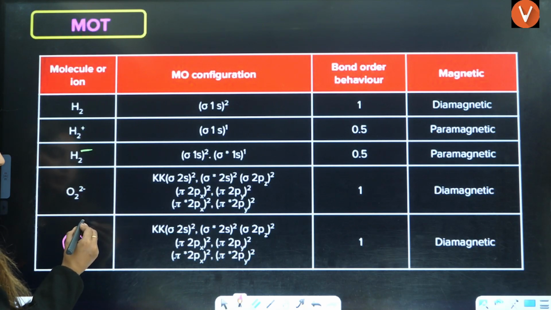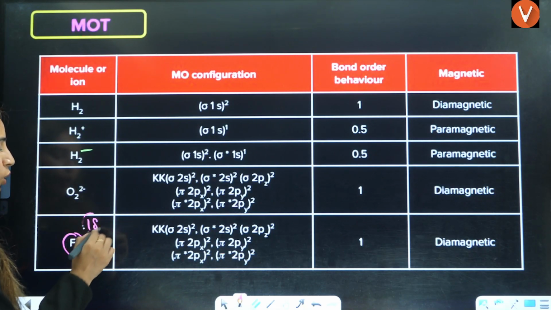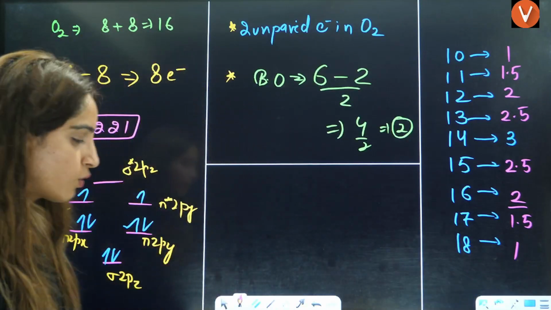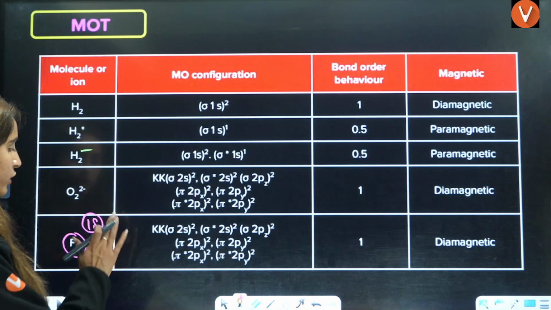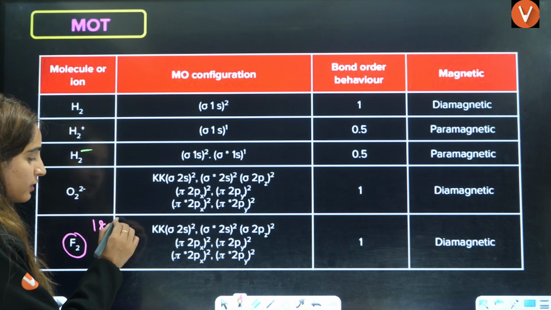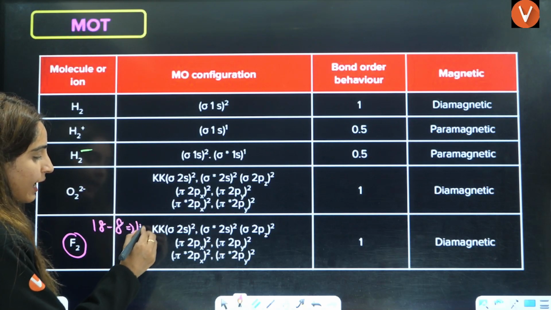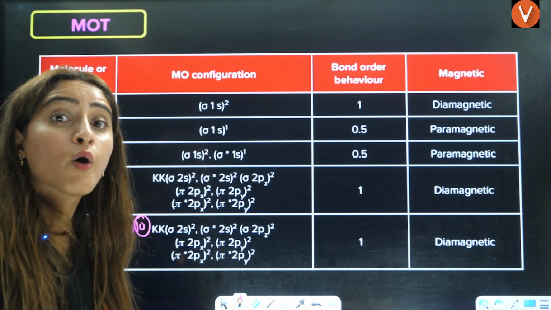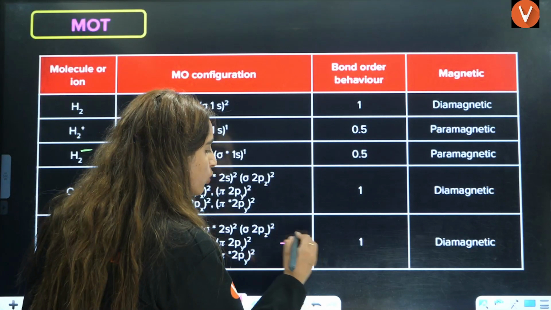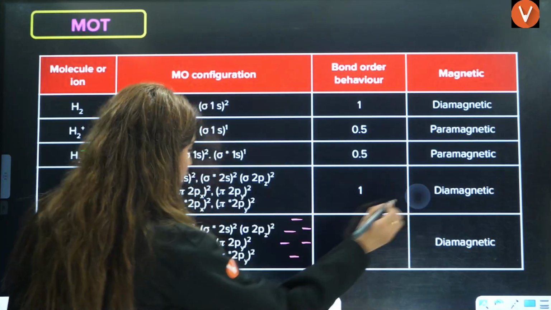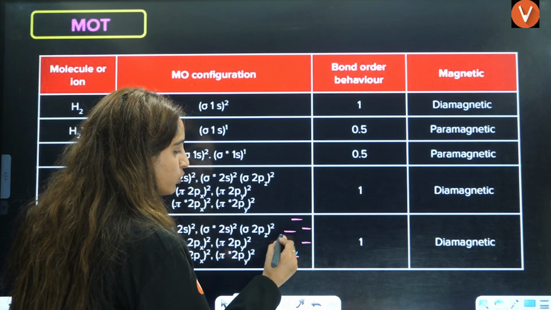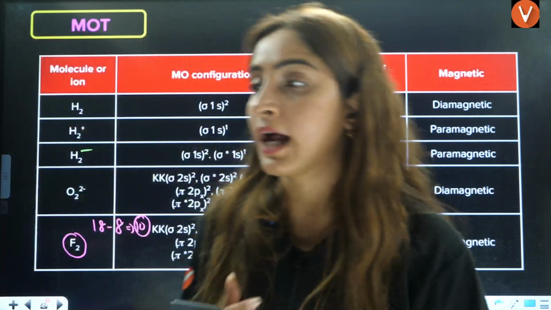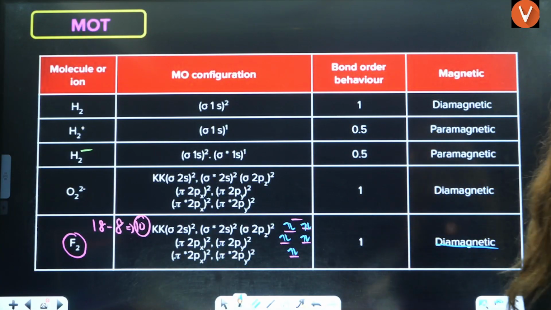Similarly for F2. F2 we know that 9 plus 9, it has 18 electrons. So bond order is going to be 1. Why? Because from this trick, 18 means 1. Or if you want to understand the electronic configuration also, this is 18. Subtract Kk. So it will be 10 electrons. Originally it has 18 electrons. That means 1, 2, 2, 1 will be applied. How to fill the electrons? 10 electrons you have to fill: 1, 2, 3, 4, 5, 6, 7, 8, 9, 10. So it has no unpaired electron. That means it is diamagnetic. This is what they have written here.